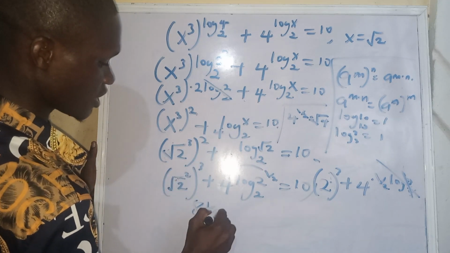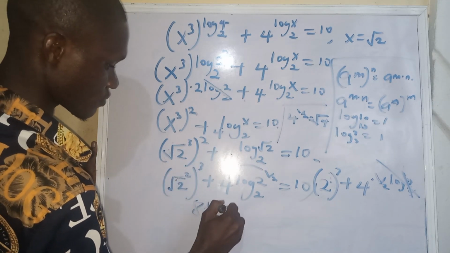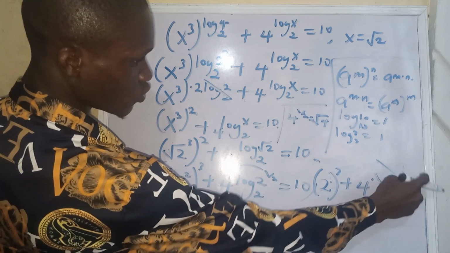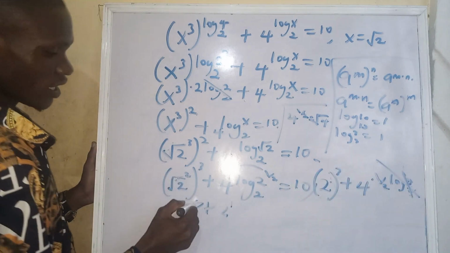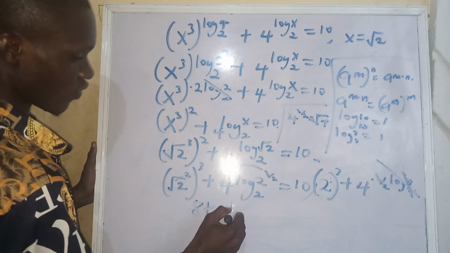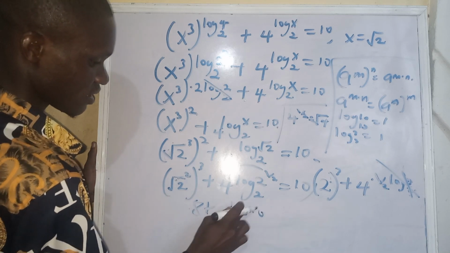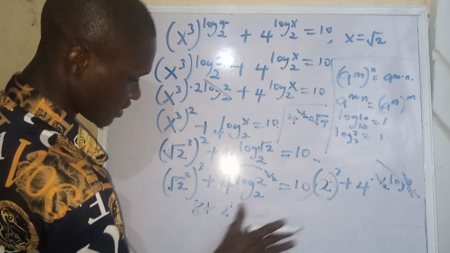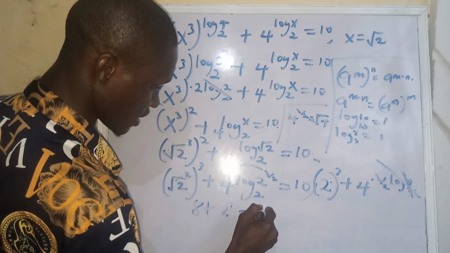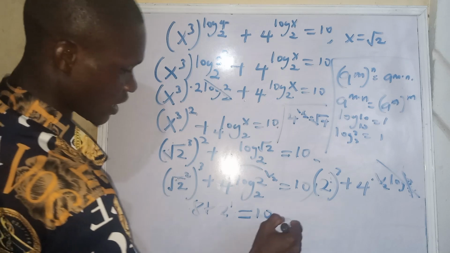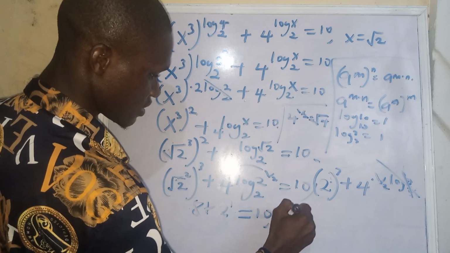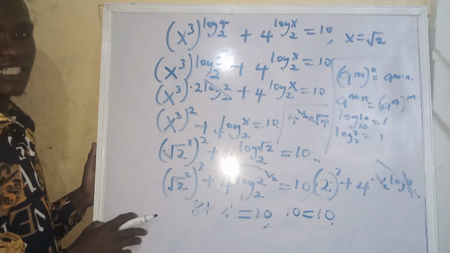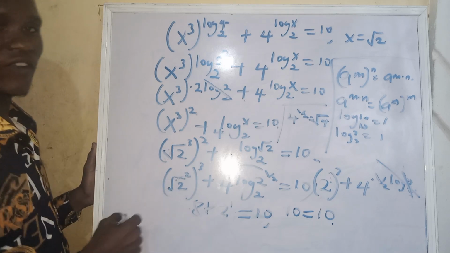We are now having 8 plus 2 to the power of 1, because we said log 2 to base 2 is going to give us 1, right? 8 plus 2 to the power of 1 is equals to 10. And if we should add both sides together, we are going to have 10 is equals to 10. So the value of x is correct.